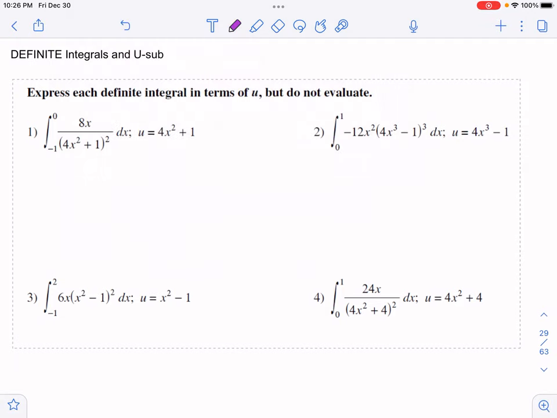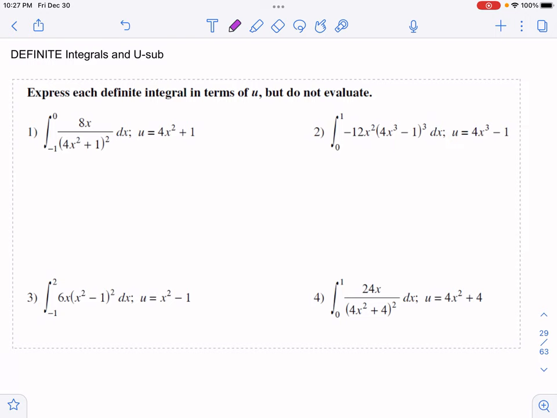To get us started, we're going to be told in this exercise what we should let U be in these integrals. I just want you to notice how these integrals change into ones that are more manageable than what we originally see. So in example 1, we've got to evaluate this definite integral.